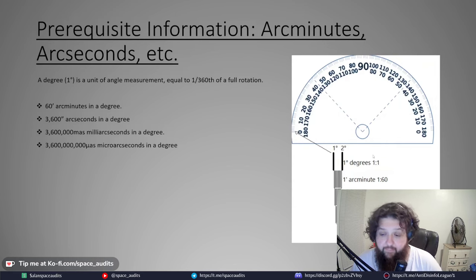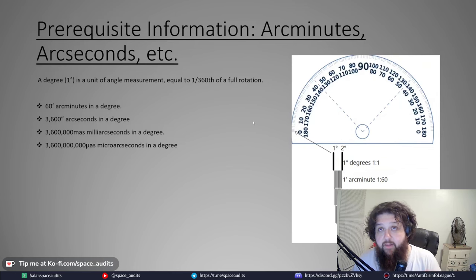And to go over what that means, if you were to take a protractor and look at the distance between 1 and 2 degrees, and break that up into 60 sections, each one of those sections is an arc minute. And if you break each minute into 60 seconds, that's one arc second. So you can effectively break a degree down to 1/3,600th of a degree. That's the baseline for how the measurements work.